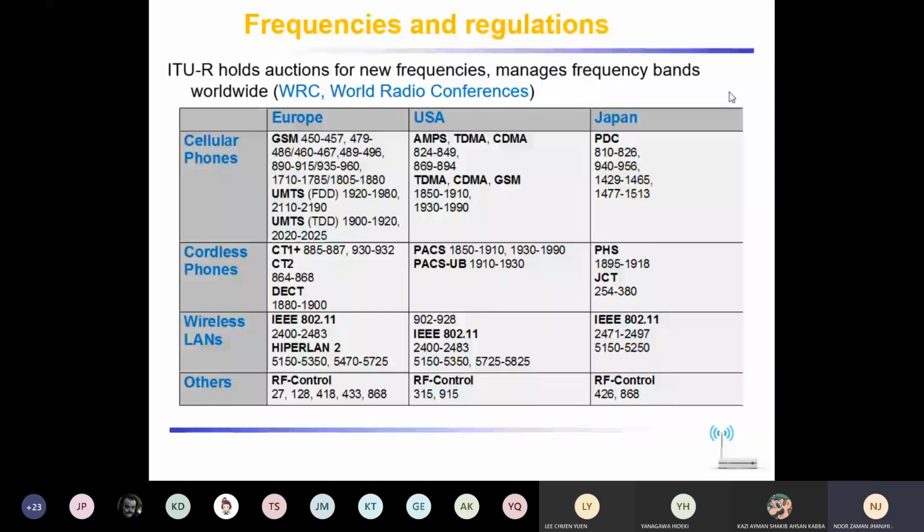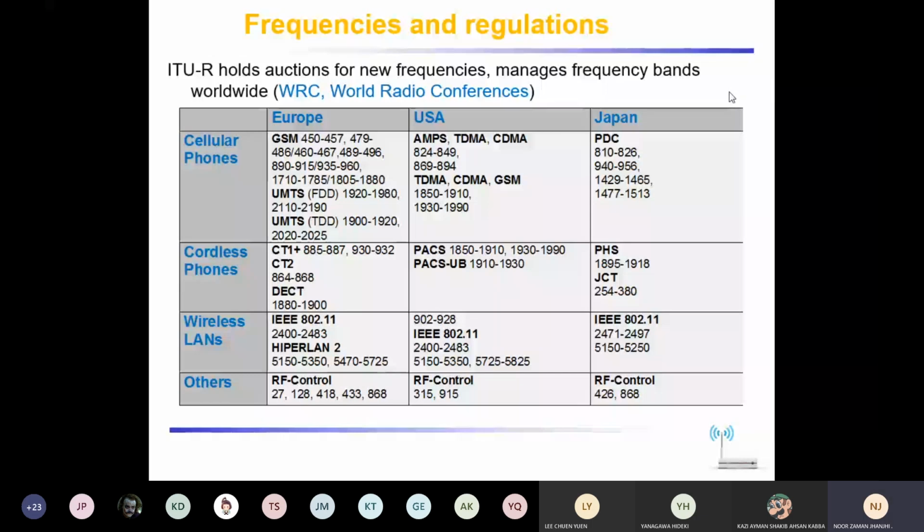You can see from this what GSM and UMTS are. UMTS is actually 3G. UMTS stands for Universal Mobile Telecommunication System. And that is the first G cell phone, the Analog Mobile Phone System. It stands for Analog Mobile Phone System.